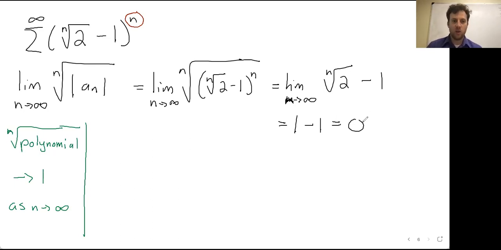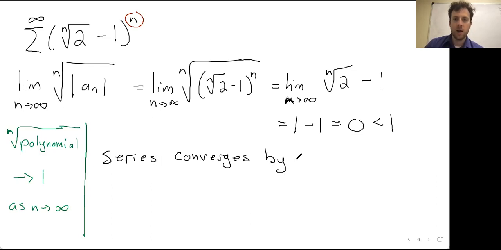Now we want to check, what does it mean if in the root test you get a 0? And the root test, like the ratio test, says 0 isn't that special. What we care about is that we got something less than 1. And since we got something less than 1, the series converges by the root test.